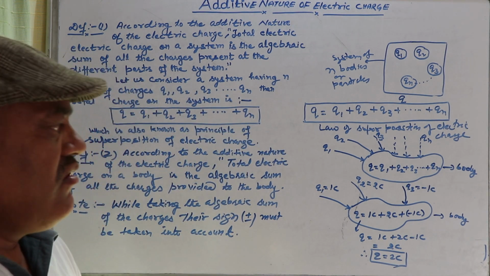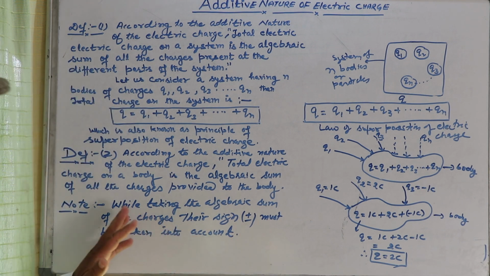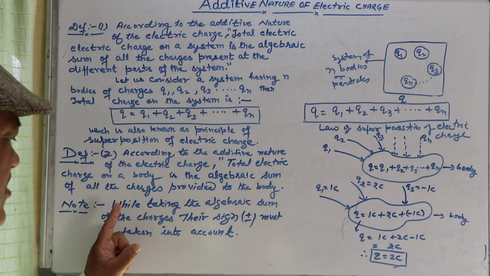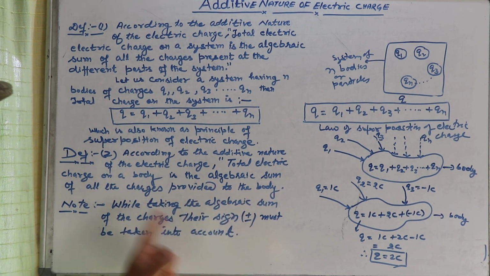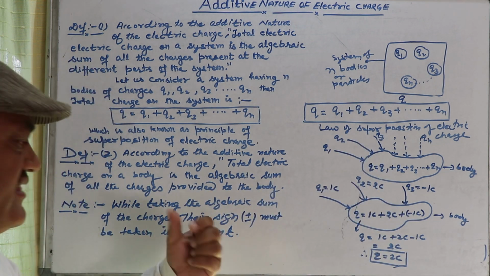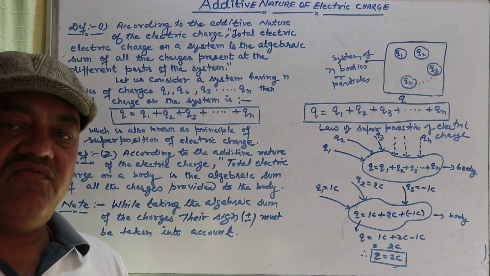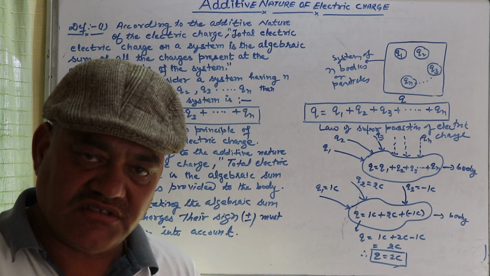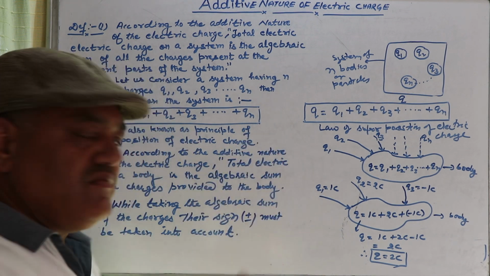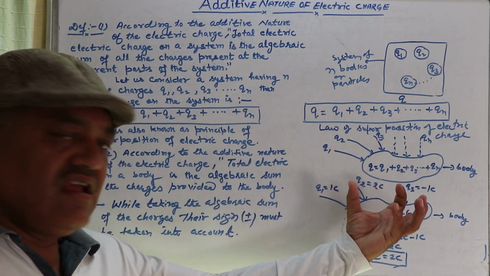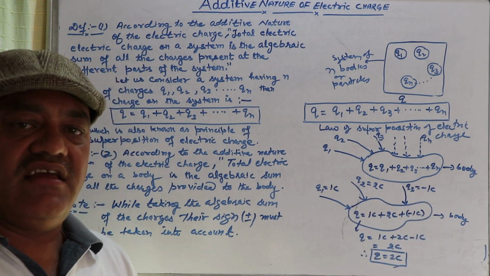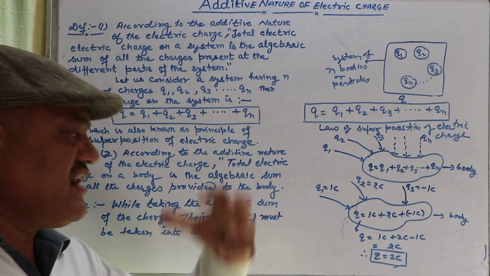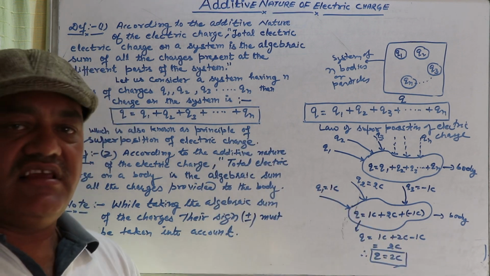A very special note: while taking the algebraic sum of the charges, their sign, positive or negative, must be taken into account. मतलब जब भी हम चार्जेस का algebraic sum करते हैं तो उनके पॉजिटिव और नेगेटिव साइन को भी हमें कंसीडर करना चाहिए.